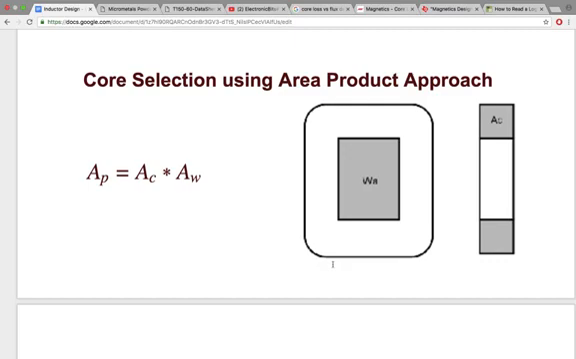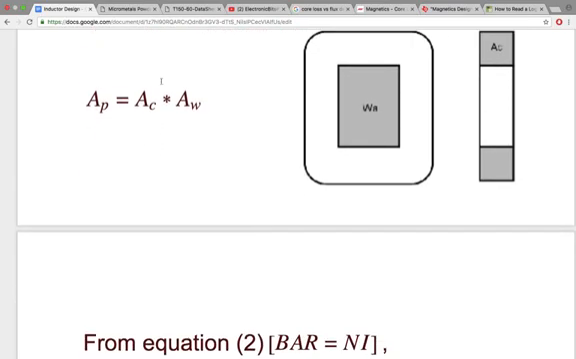Okay, so the second method is the area product approach. So what is area product? Basically, we will have some space for placing windings. The place where we put the windings is called the window area, where we can insert the conductors and wind the windings. And the cross-sectional area of the core is called AC. The product of this window area and the cross-sectional area of the core is called the area product.